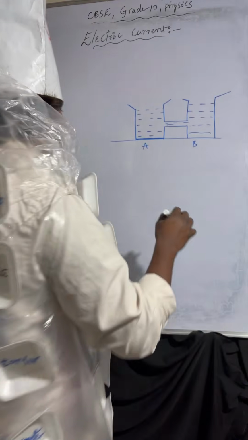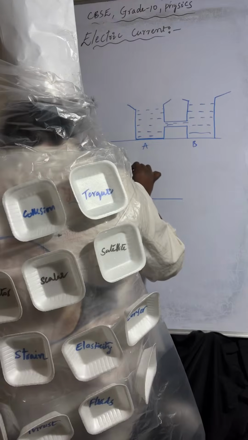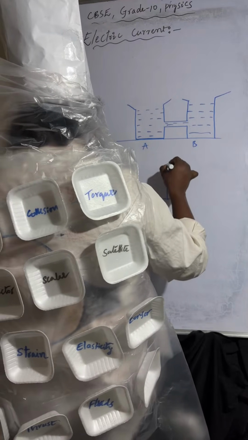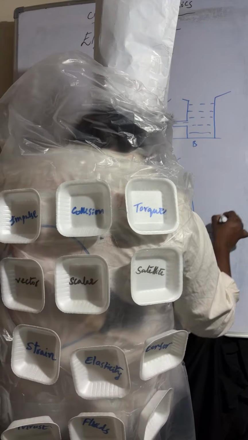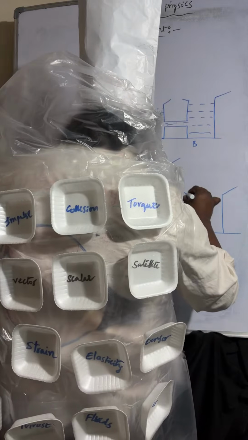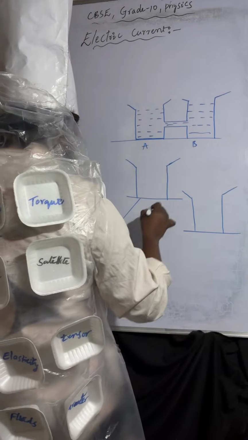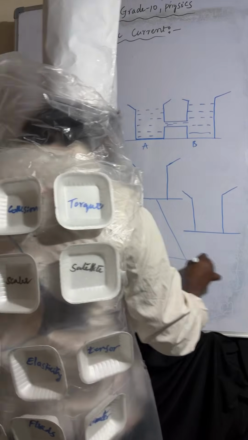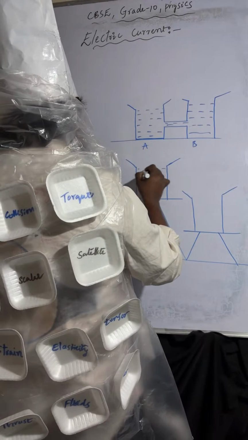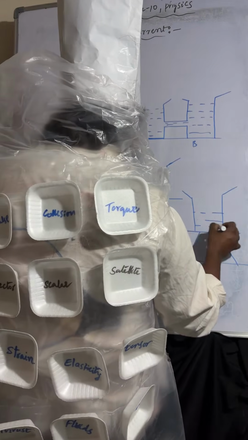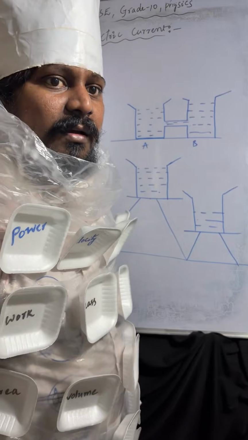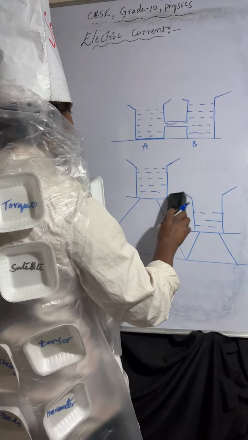One more case. This is beaker A, placed at a certain height, and another beaker is placed at a lower height compared to this one. Like this. It is filled at the top, and here it is filled a certain distance. I connected the beakers. Now does water flow from beaker A to beaker B? It flows.